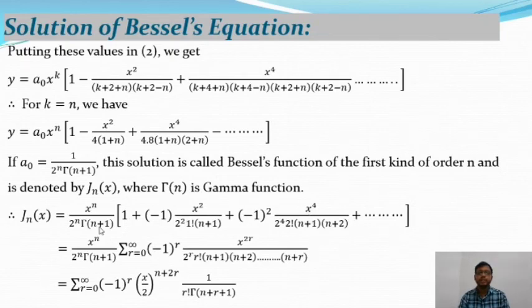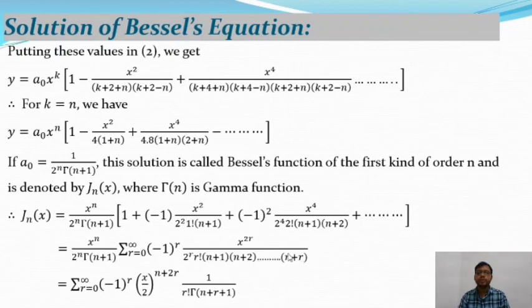And this series solution can be written as x to the power n by 2 to the power n into gamma of n plus 1 into summation of r is equal to 0 to infinity, (minus 1) whole to the power r into x to the power 2r by 2 to the power r factorial into (n+1)(n+2) and up to (n+r).